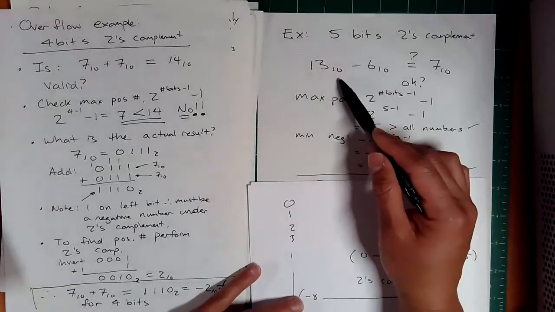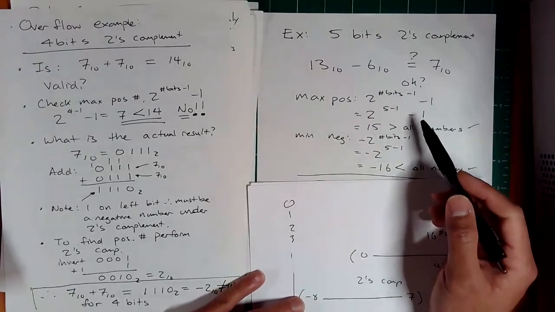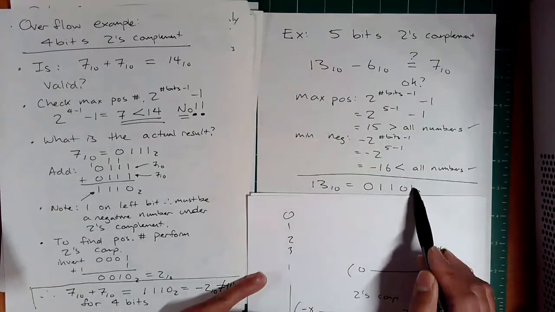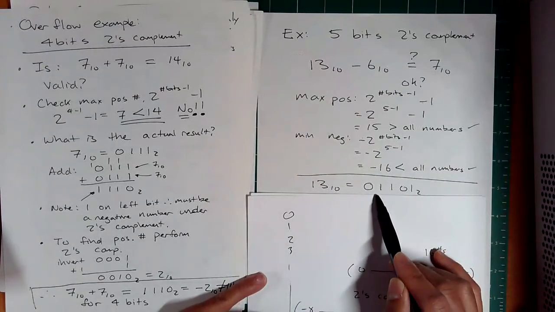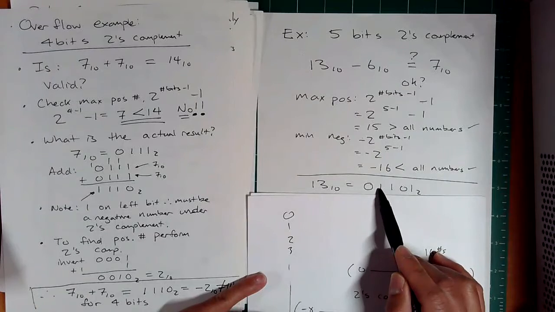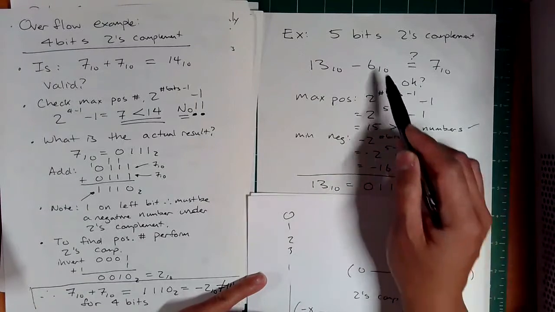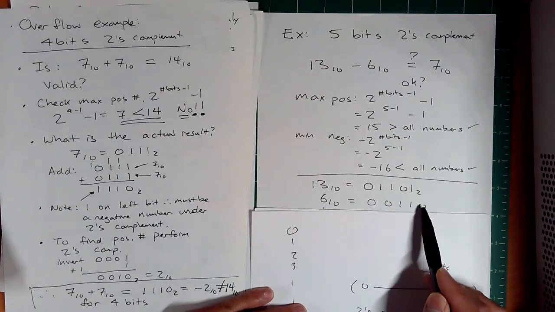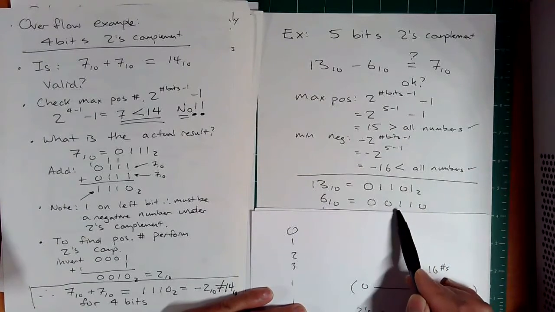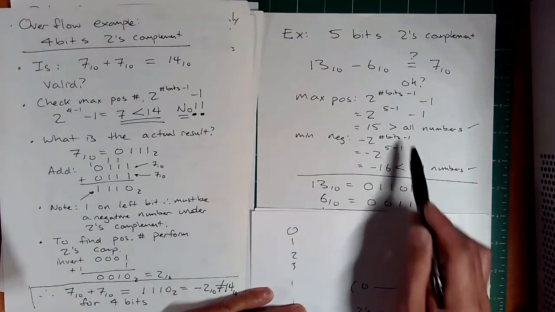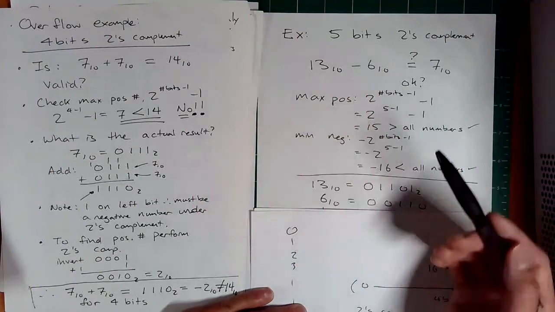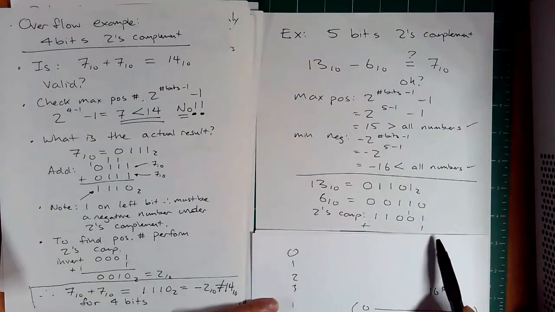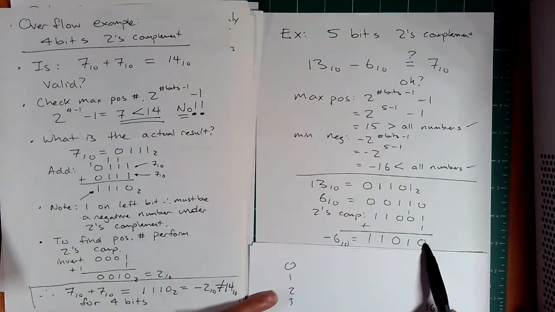So now we can go ahead and crunch this. If we have 5 bits available, what's the binary number for 13? 0, 1, 1, 0, 1. Let's double check. 1's place, 2's place, 4's place, 8's place. So this is 4 plus 8, that's 12, plus 1, that's 13. Good. What about 6? 6 itself is going to be 0, 0, 1, 1, 0. 1's place, 2's place, 4's place, that's 6. Good. And remember, I'm subtracting, so I have to apply 2's complement to get the negative number. So I get 1, 1, 0, 0, 1 plus 1 to get 1, 1, 0, 1, 0. That's going to be our -6.